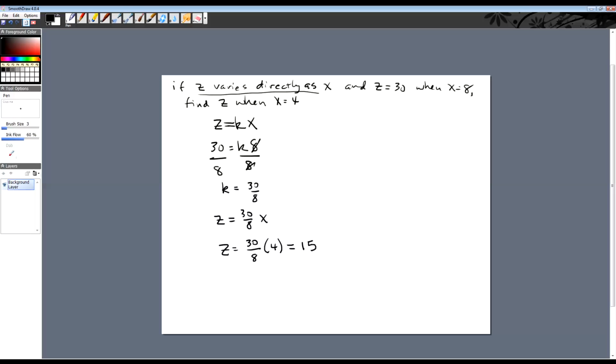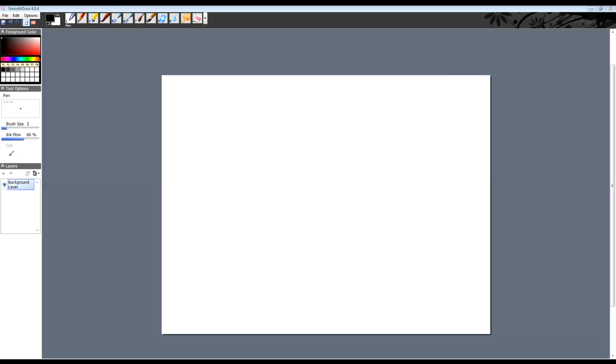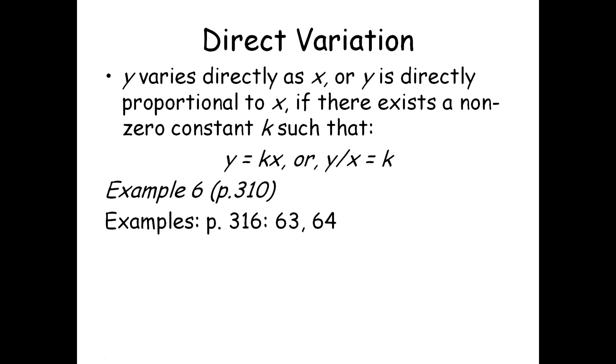Now we note that k is not in its lowest form here. Since both the numerator and denominator are divisible by 2, we could have 15 over 4x. So z could also be written z equals 15 over 4x. So these are some examples of direct variation.